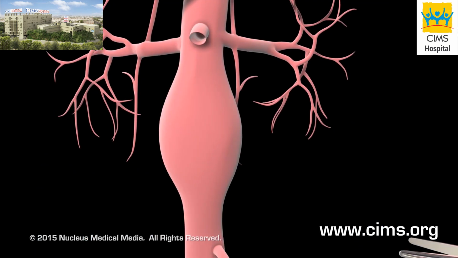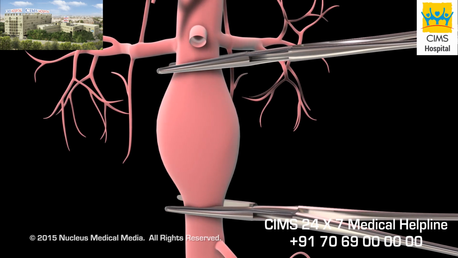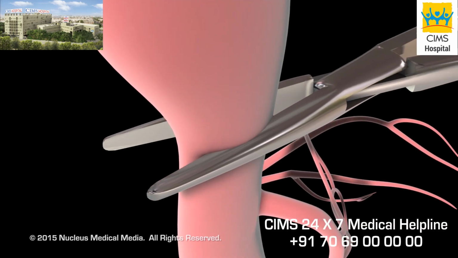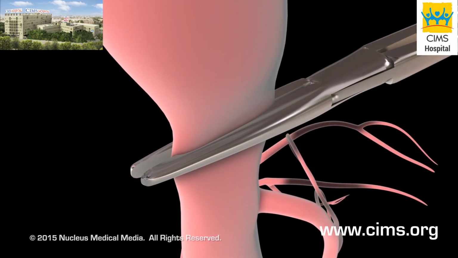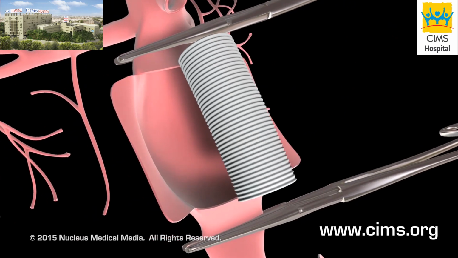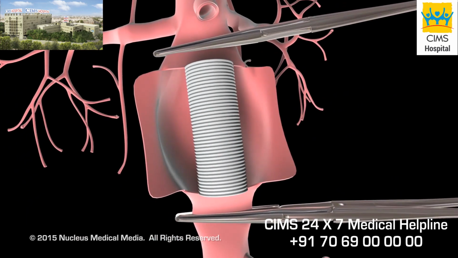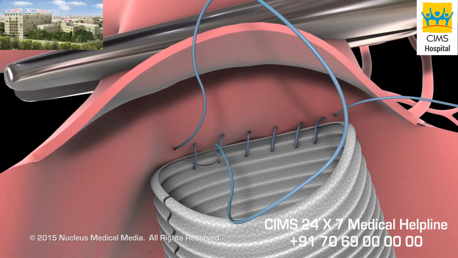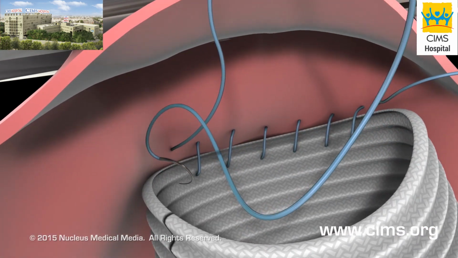Your surgeon will begin by making an incision from the breastbone to below the navel. He or she will then locate the aneurysm and clamp the aorta just above and below it. Your surgeon will then open the aneurysm and sew an artificial graft, the same size and shape as a healthy aorta, into place.